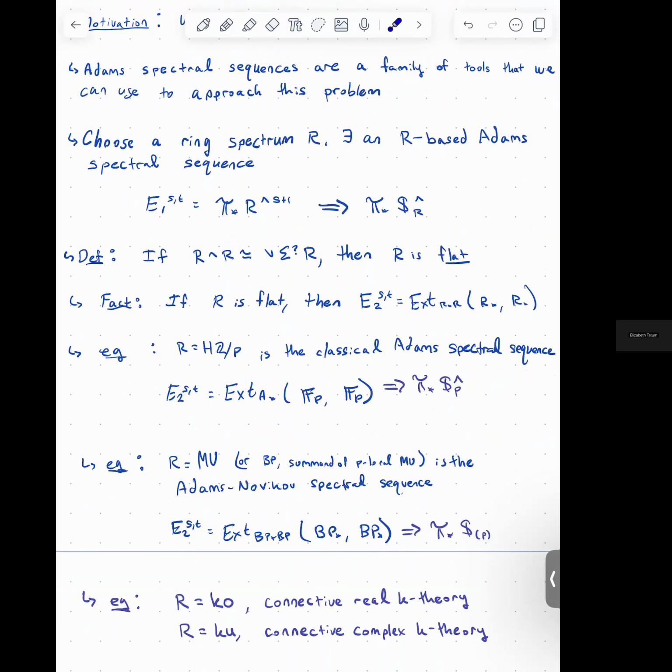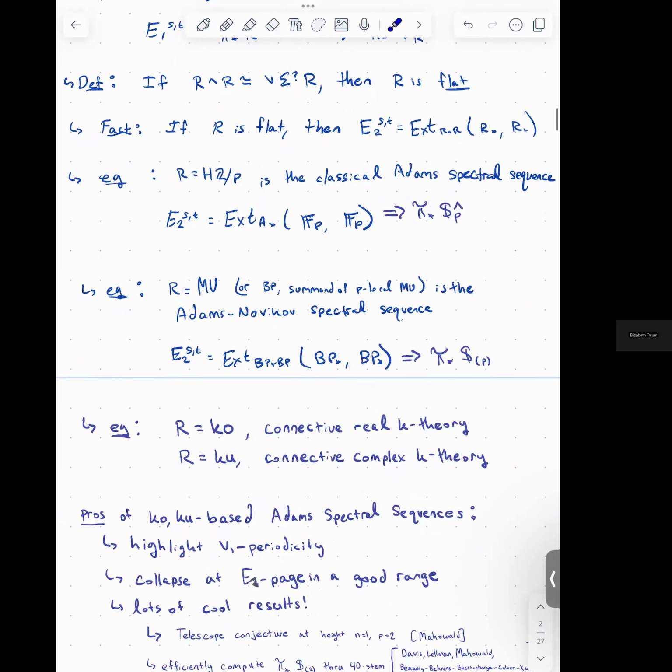Another example that's been very useful is to take R to be ko. This is connective real K-theory. This is also often denoted bo, depending on what literature you're looking at. That's usually most useful at the prime two. At odd primes, you can take ku. This is connective complex K-theory. This is also sometimes denoted BP<1>. I guess BP<1> is a summand of it.